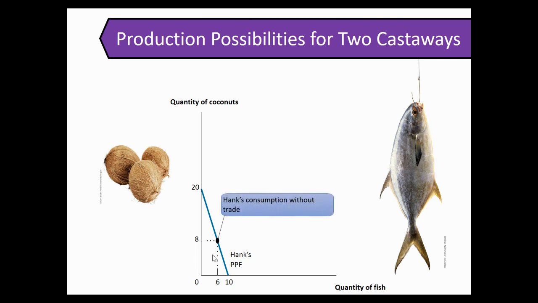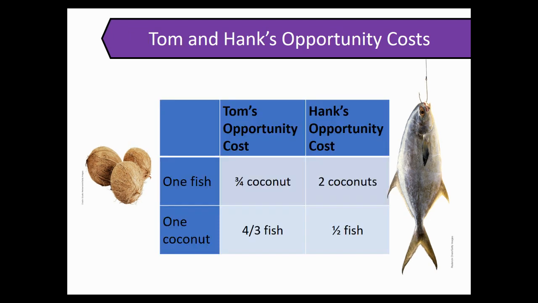Here is Hank. All right, we got Tom and Hank. Tom Hanks. So Hank can do 20 coconuts or 10 fish, and let's say he splits his time between the two, and now he's able to produce and consume 8 coconuts and 6 fish. But if they specialize and trade, right?